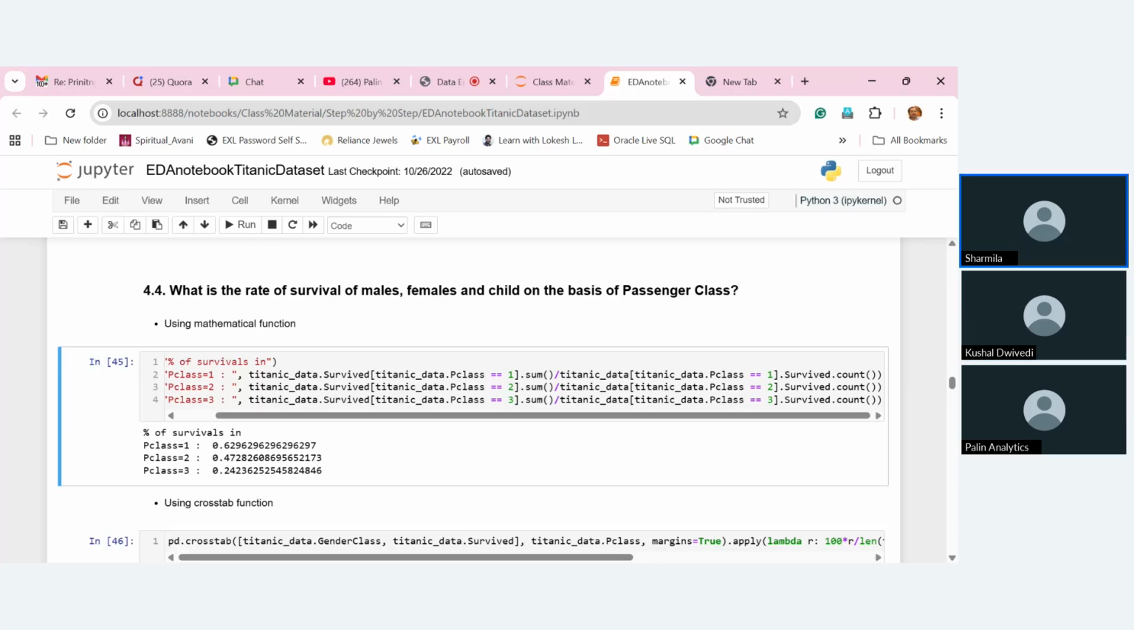Passenger class one is the one sitting at the front, right? On the down. I don't know how it goes in the ship, but I know there is less chance of survival for passenger class one.